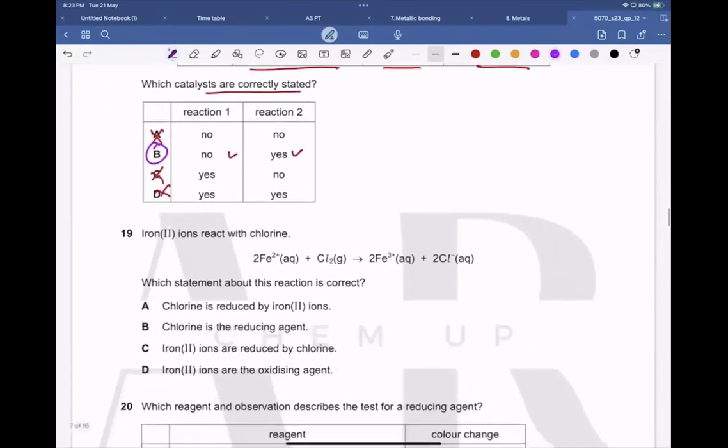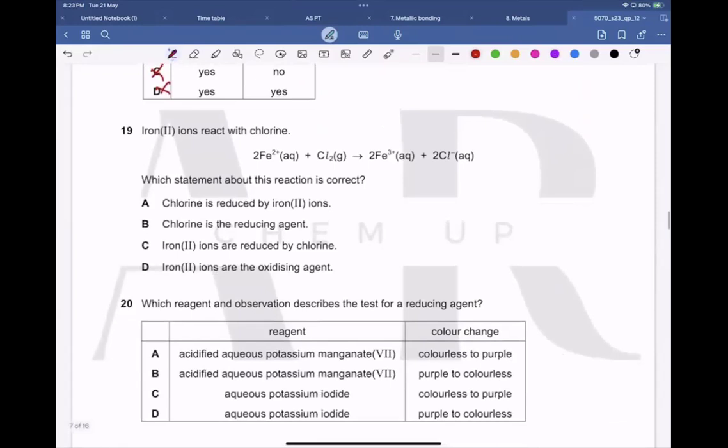Is this clear? Now question number 19. Iron 2 ions react with chlorine. Which statement about this reaction is correct? Chlorine is reduced by iron 2 ions. If you see here, it's -1 and it's +1. Yeah, it can be a correct one. Chlorine is the reducing agent. It is being reduced, so it means chlorine is the oxidizing agent. So saying it is a reducing agent makes it wrong.